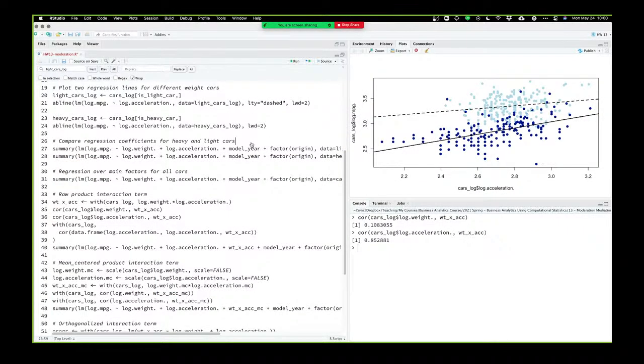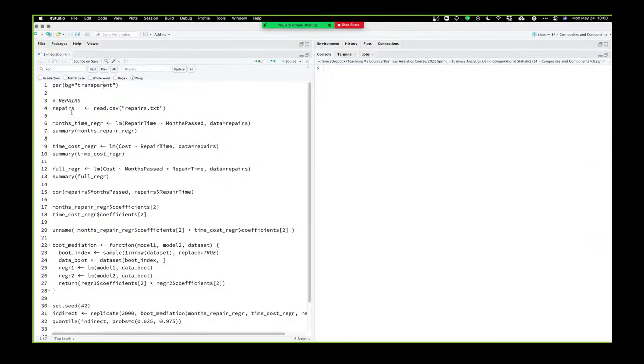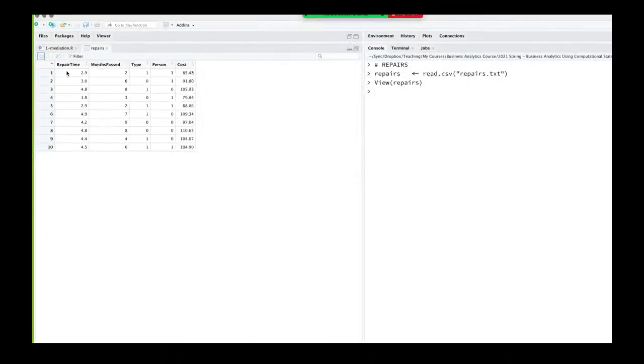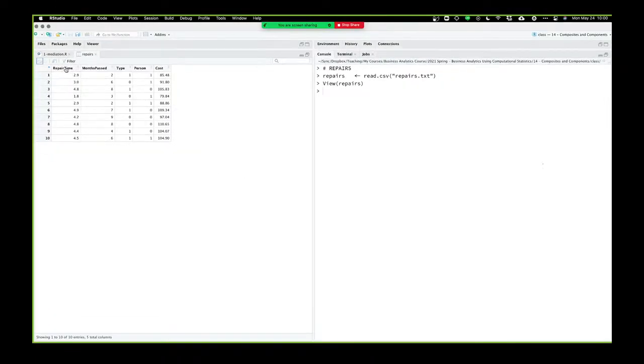Let me go to my data set here. I'm going to just read this repairs data set. There's a whole bunch of things in the repairs data set, but there's only a few things that I'm interested in. The repairs data set is a very small data set. It's a toy data set. And in it, we have variables called repair time, months past, repair time, type, person, and cost.